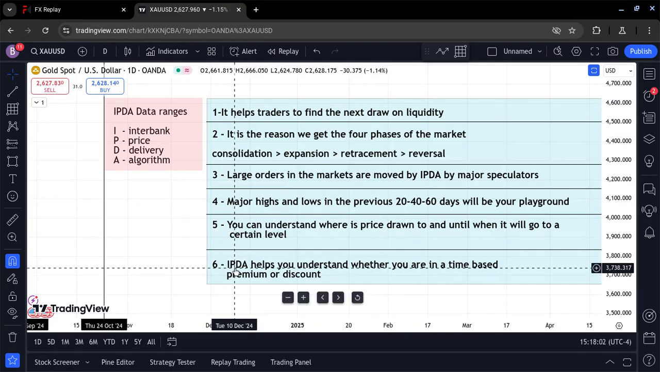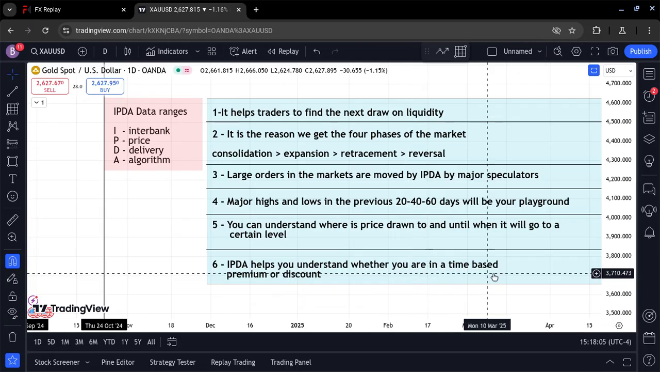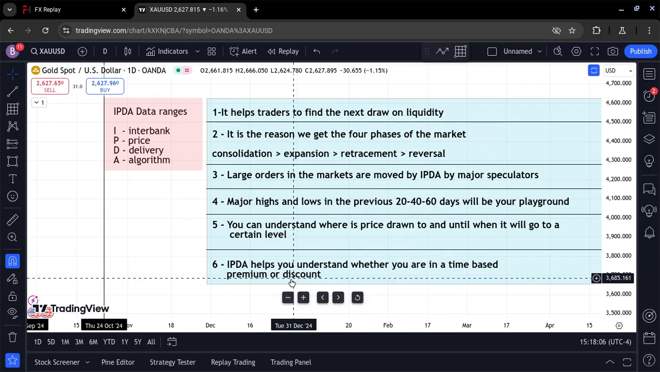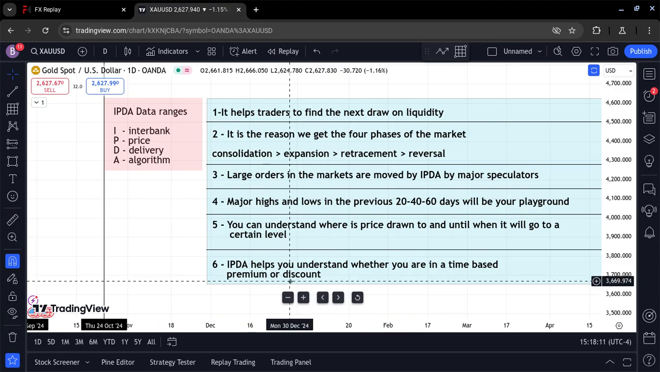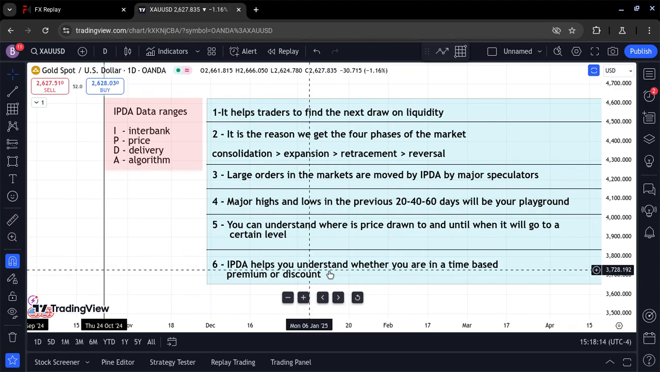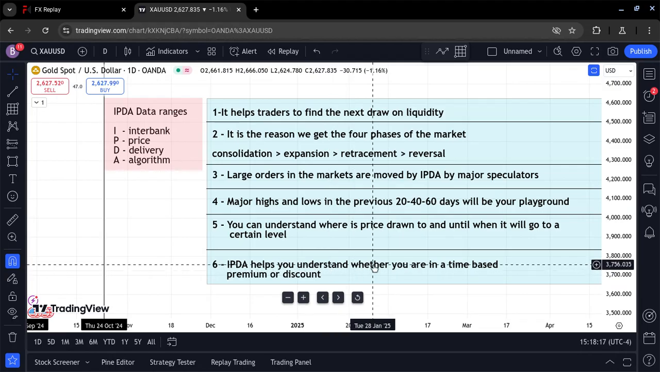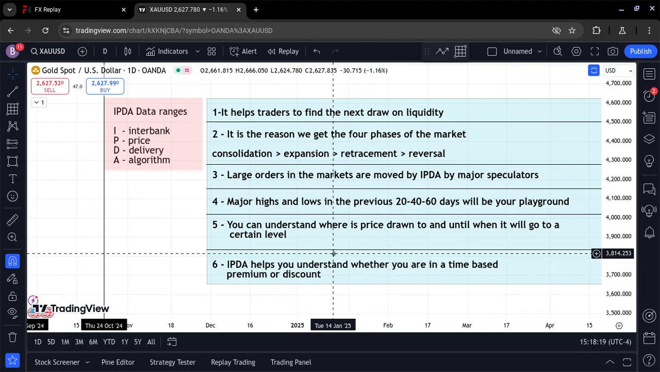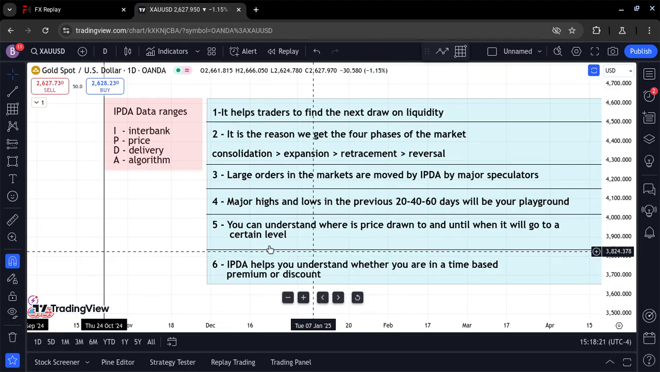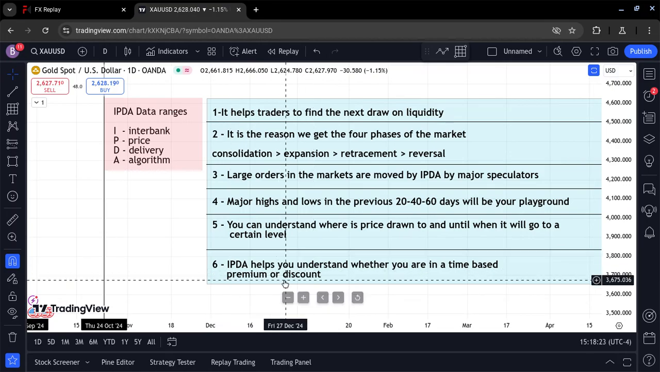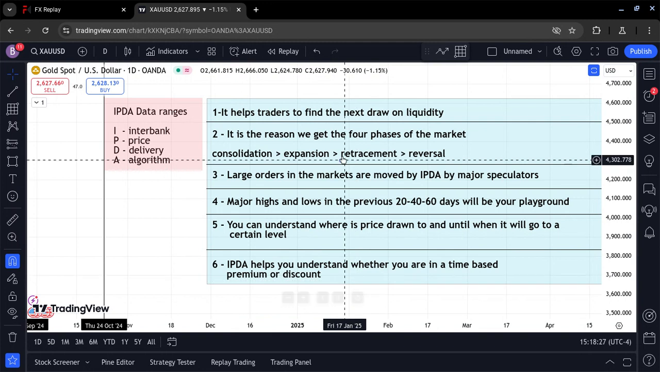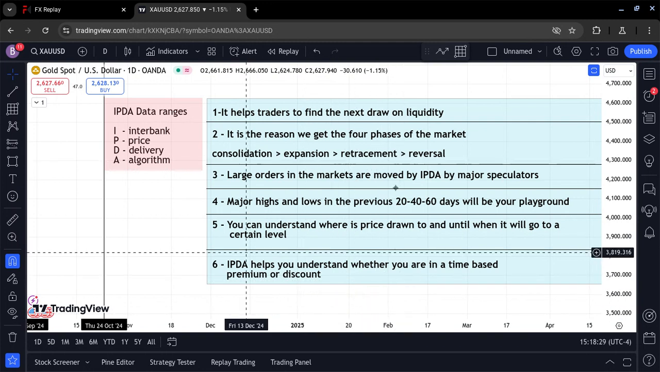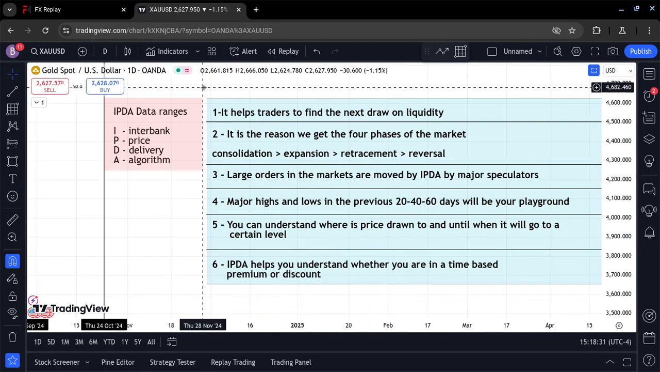And the sixth is IPDA helps you understand whether you are in a time-based premium or discount. In premium, you sell. In discount, you buy. Get this in your head. If you're still distracted by something in your hand or something which is distracting you, snap out of it. Focus on this. Premium, you sell. Discount, you buy. In any time frame, in any given narrative.